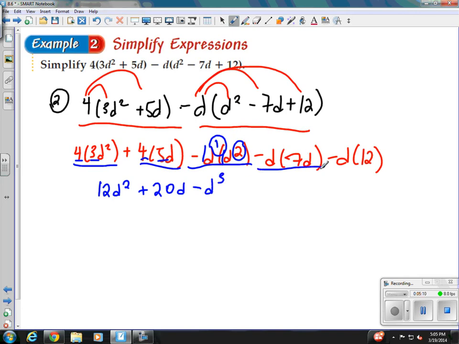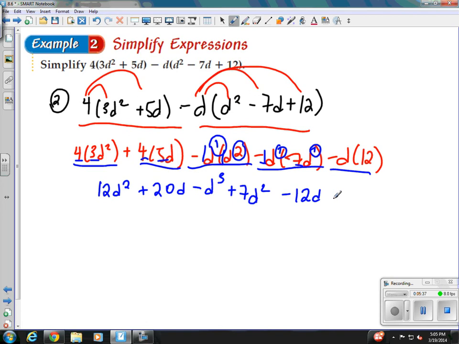Then negative d times negative 7d. So once again, we pretend like that's a negative 1. So negative 1 times negative 7 makes a positive 7. And then we have 1 and 2 d's, so it'd be d to the second. Now our last one, negative d times 12, makes a negative 12d.